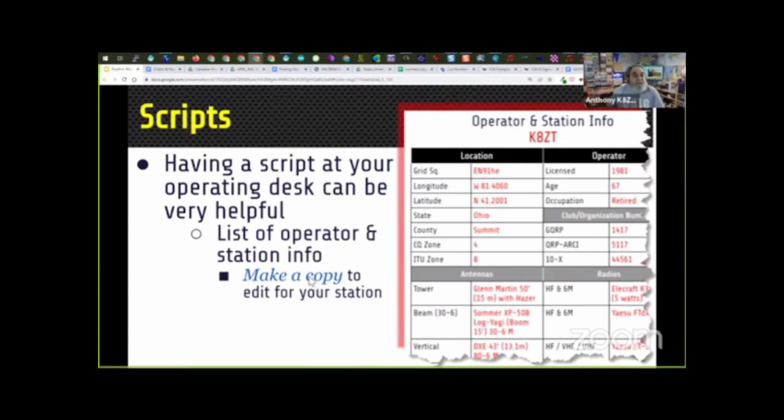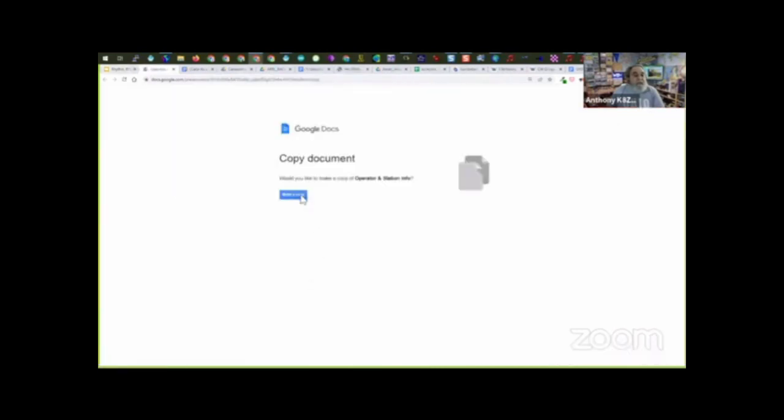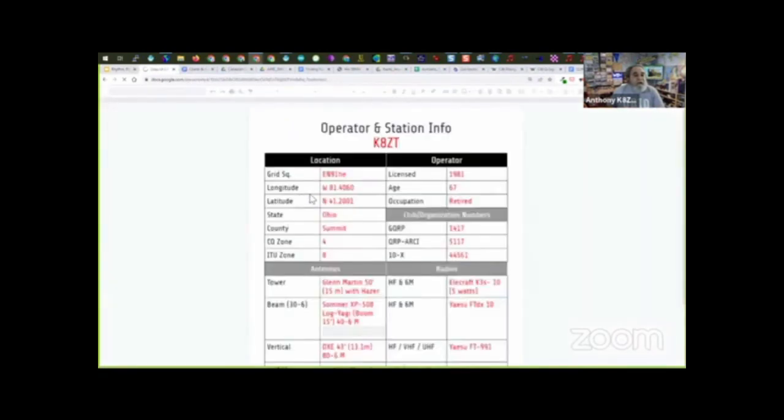I've actually created a template here. You just click on this, you click on the make a copy, and it'll let you fill out all the information with your own information and have this sheet in your shack. You can come in here and change this information to your own.